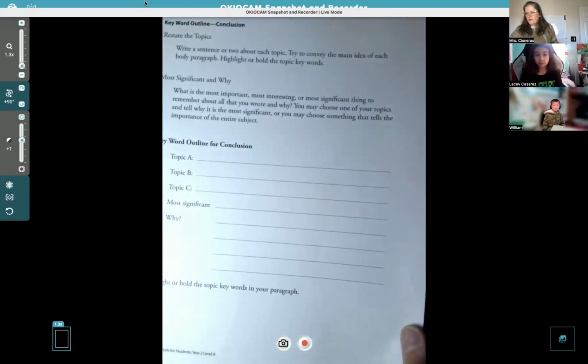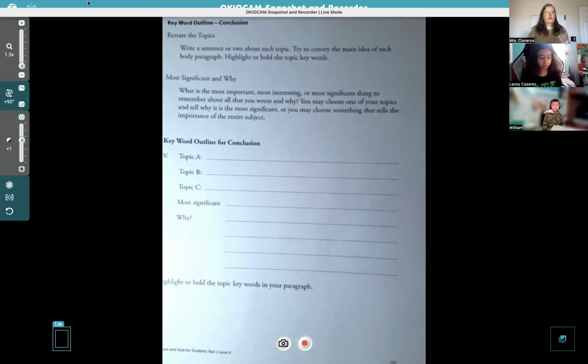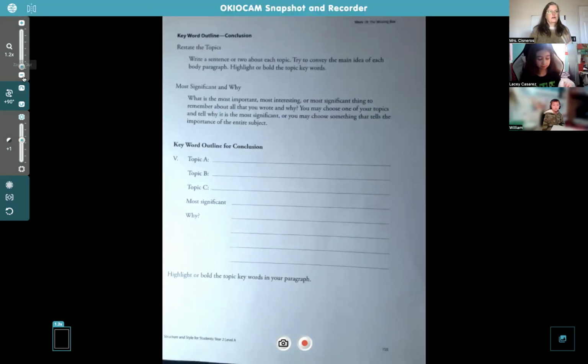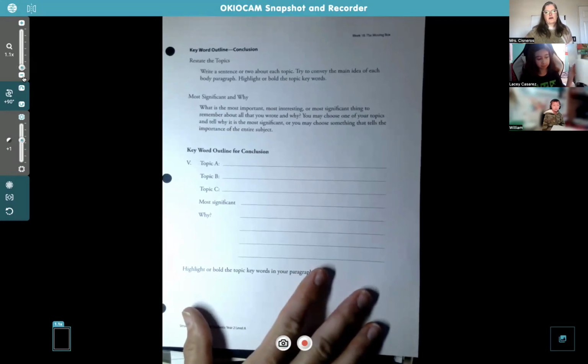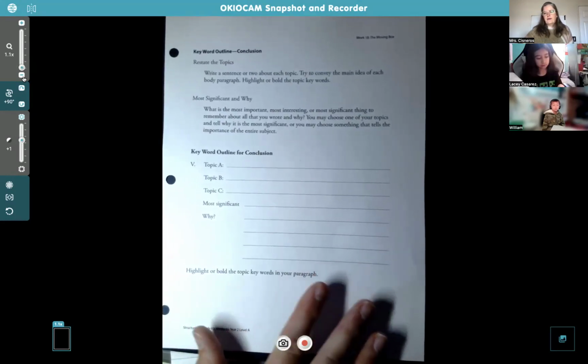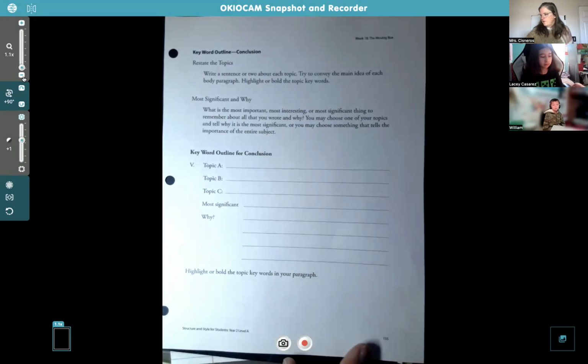Go to page 155. We're going to focus on this one next. This should be in your front pocket about the moving box. This is page 155. Give me a thumbs up if you have it. Okay, good. So I did get to read yours, William, and I really liked yours. I thought you did a great job with it. I put some notes on there. Did you see my notes on Google Classroom?